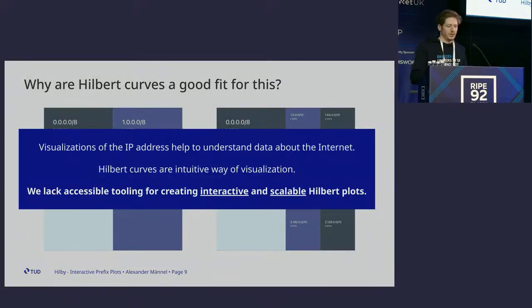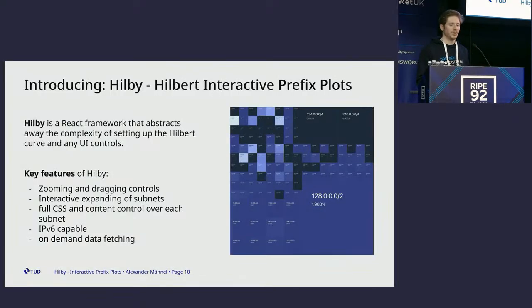Okay, so we've established we want visualizations of IP address related data to help us understand things. Hilbert curves are a way to do this. But we do lack some tooling to create interactive and scalable plots. There is some older tooling for this, but it creates static images, and I wanted to have something that I can dig through. So this is where Hilby comes in, or Hilbert Interactive Prefix Plots.